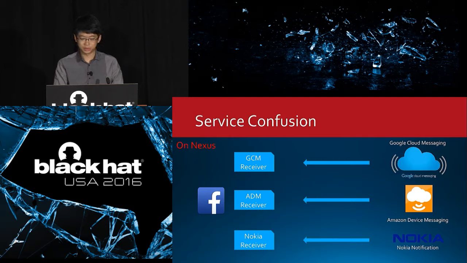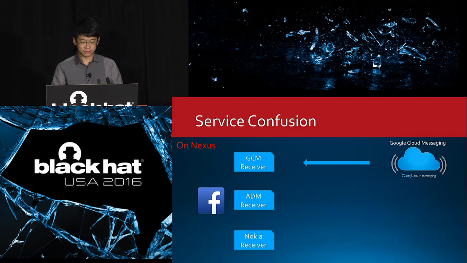However, most Android devices only support one of such services. For example, on a Nexus device, only GCM exists on this device, and in this case, the ADM and the Nokia receivers are using a non-existing permission to protect themselves. A malicious app can define this permission and therefore owns this permission. It can send arbitrary messages to the Nokia receiver who will display the message to the user. The same will happen to an Amazon phone by leveraging a GCM notification permission.